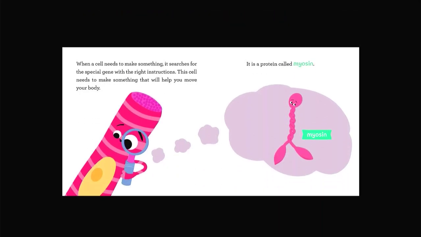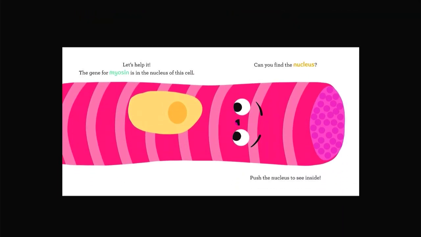When a cell needs to make something, it searches for the special gene with the right instructions. This cell needs to make something that will help you move your body. It is a protein called myosin. Let's help it. The gene for myosin is in the nucleus of this cell. Can you find the nucleus? Push the nucleus to see inside.